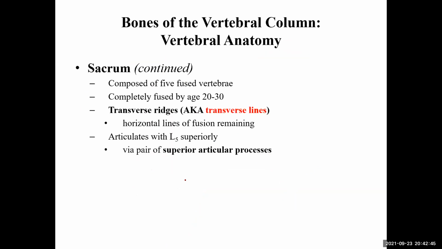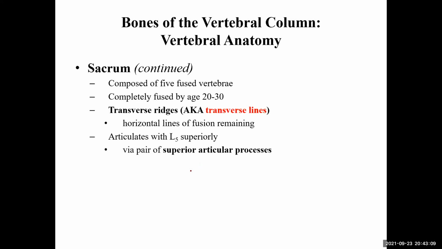So we talked about it before. At one point, the sacrum was 5 individual vertebrae. They fused somewhere in your 20s. And where those disc spaces used to be, much like when we talked about the growth plate, when the discs go away because of the fusion, it leaves these lines behind, and we call those transverse lines or transverse ridges.